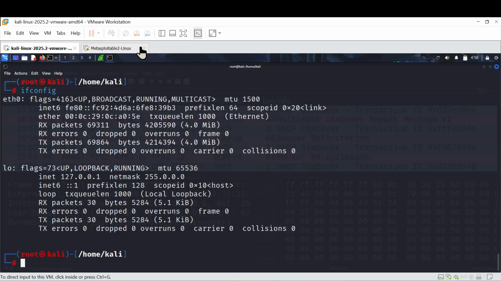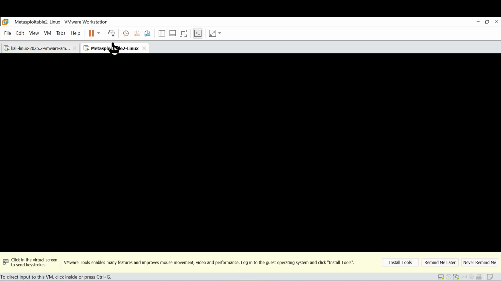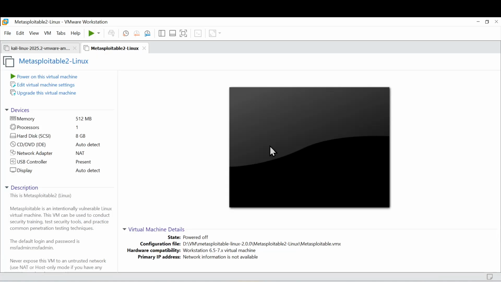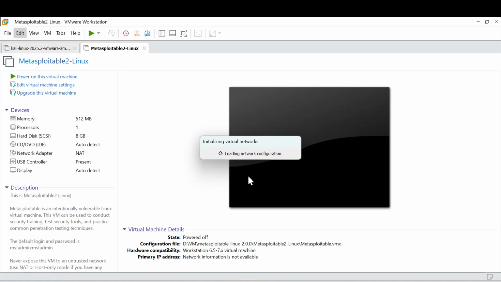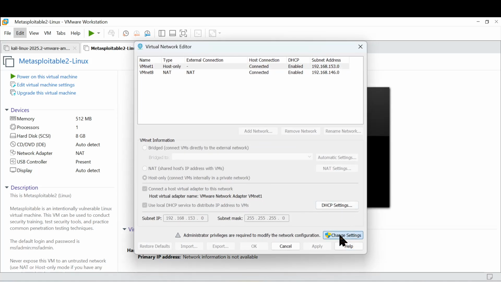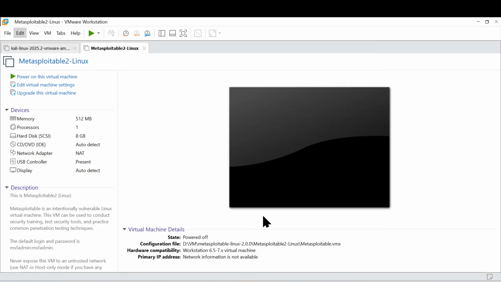Shut down. Do the same for the Metasploitable also. Now, once both the machines are powered off, click on Edit and get inside the Virtual Network Editor. Change settings to make the configuration change inside of that.